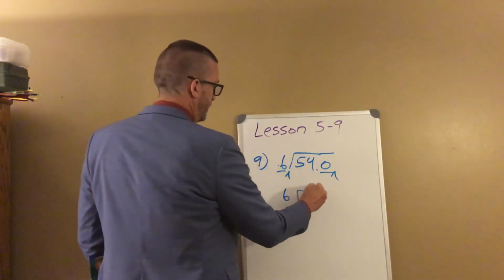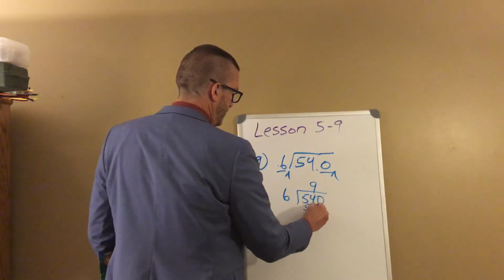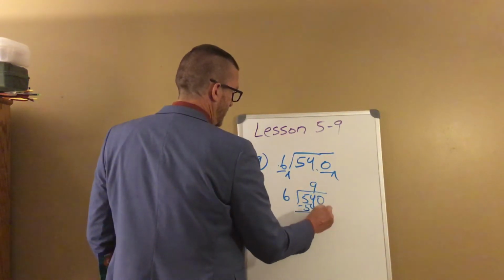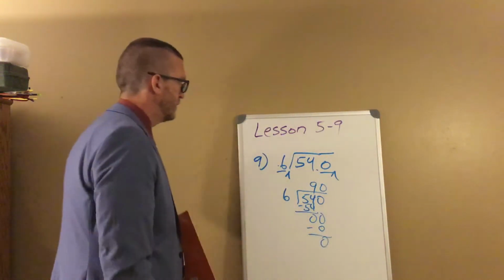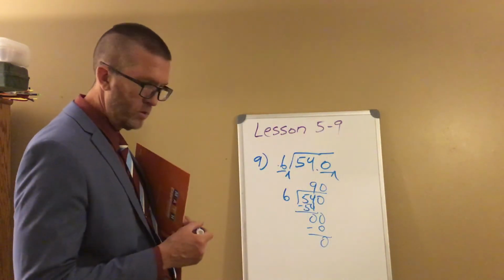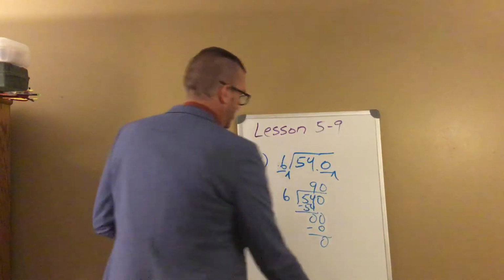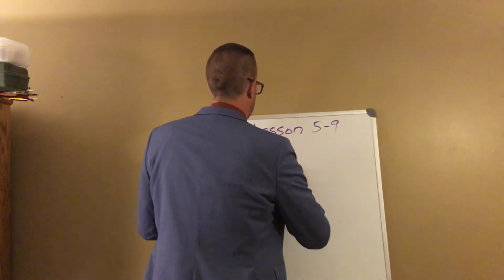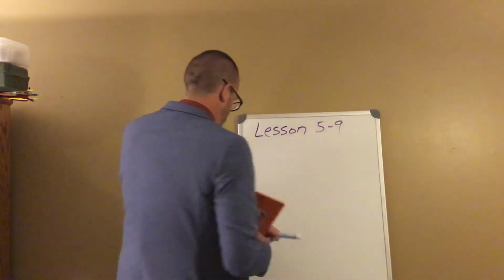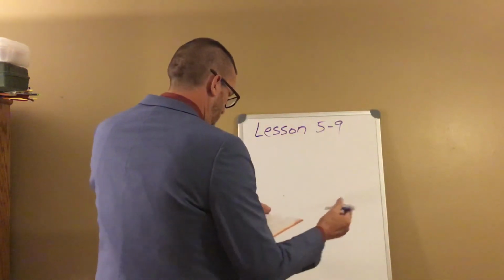6 goes into 54 9 times, that's 54. We get 0. Bring down a 0, goes in there, 0. We have a final remainder of 0. 90 is our final quotient. Okay. Let's try number 10.